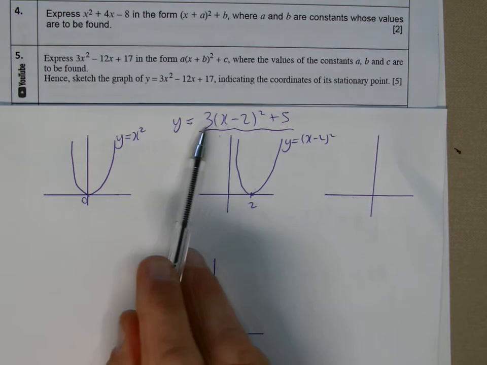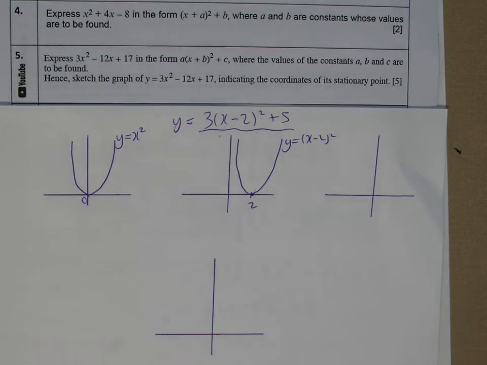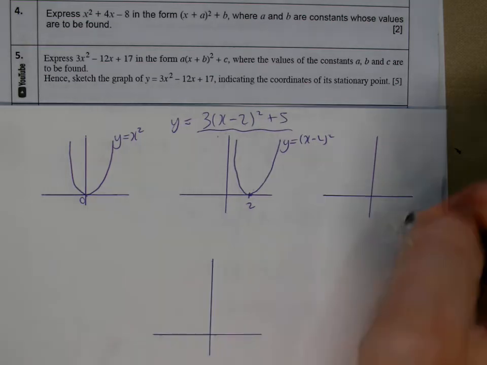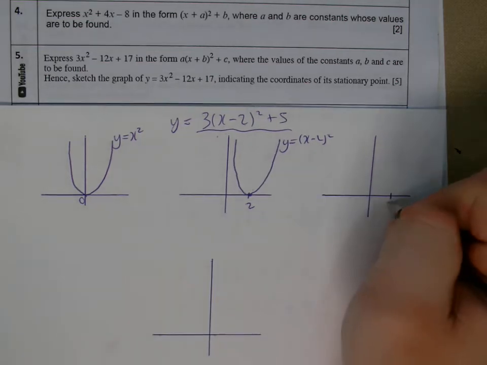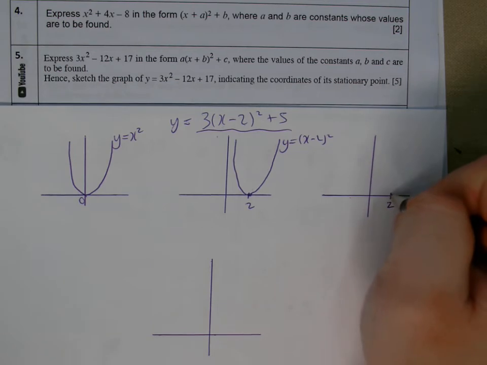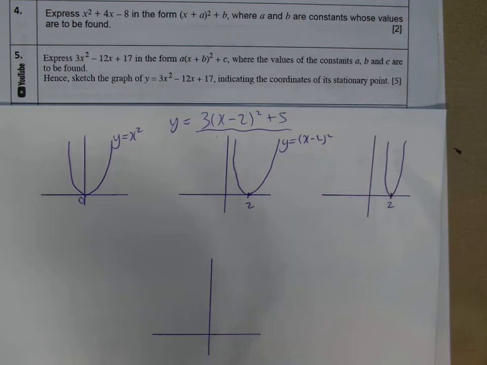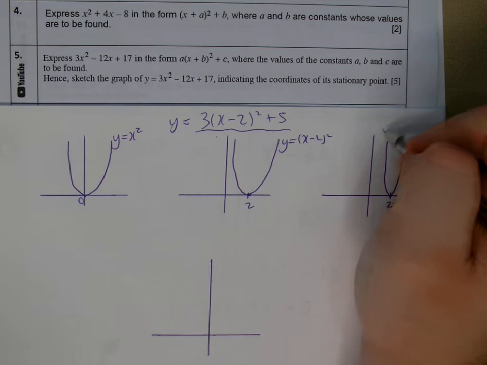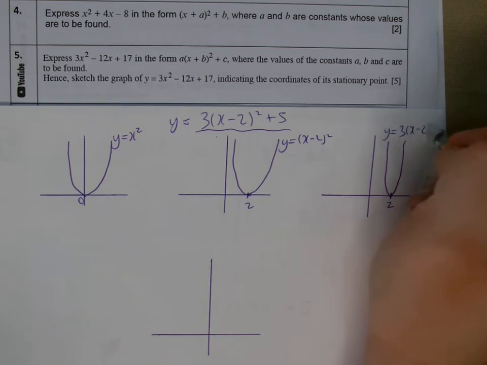But I've actually got a 3 in front of it. Okay, and if I've got a 3 in front of it, all I'm doing then is I'm tripling the y values. Okay, so it still goes through there at 2, because the x values don't change, but I triple the y values. What happens is it becomes thinner. Okay, it's thinner, it rises much more quickly. And that is your y equals 3 times x minus 2 all squared.